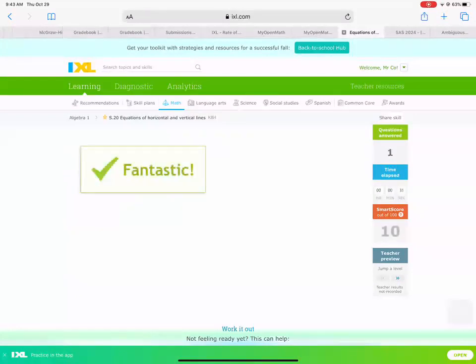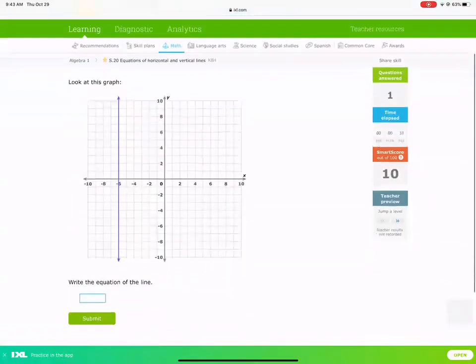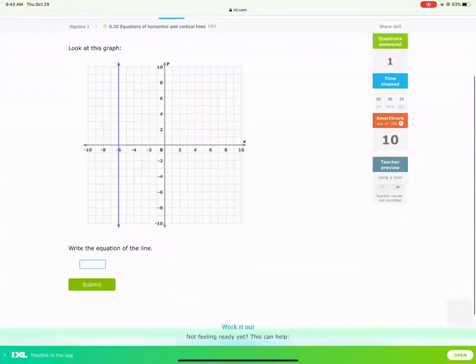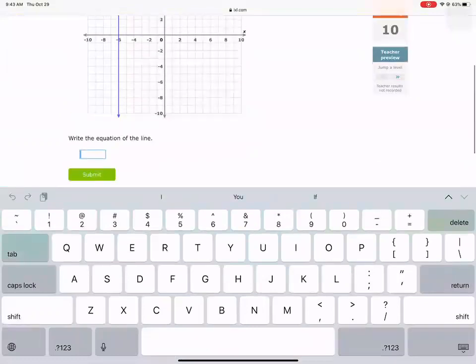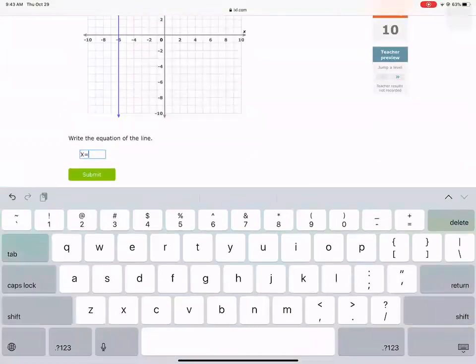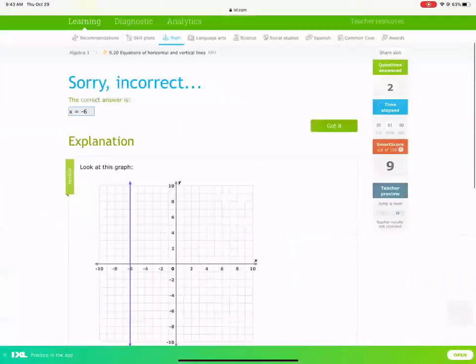That's it. I'm already at 10 points. Write the equation of this line. Okay, careful. What's your equation? Is this an x or y value? Since it's a vertical line, we always choose the other guy. So this is x. And what's your x value? X is equal to... x equals negative 5. X is negative 5. Oops.